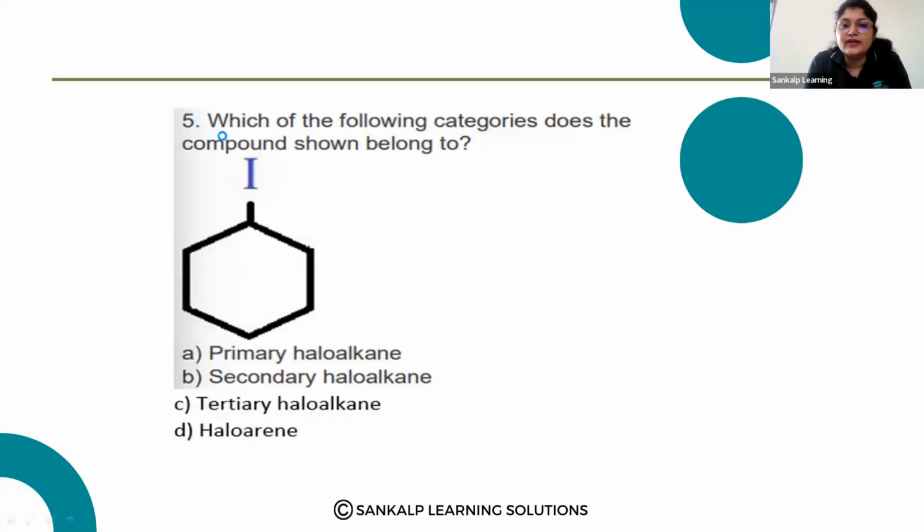Which of the following categories does the compound shown belong to? So this is a compound which is given. It is like this, a ring, not an aromatic ring. So a cyclo ring you can say, not benzene also, right? So it is a cyclo ring. Which of the following categories does the compound belong to? A, primary haloalkane, B, secondary haloalkane, C, tertiary haloalkane, and D, haloarene.